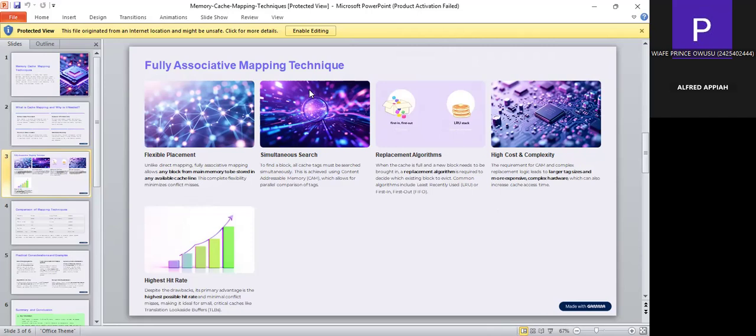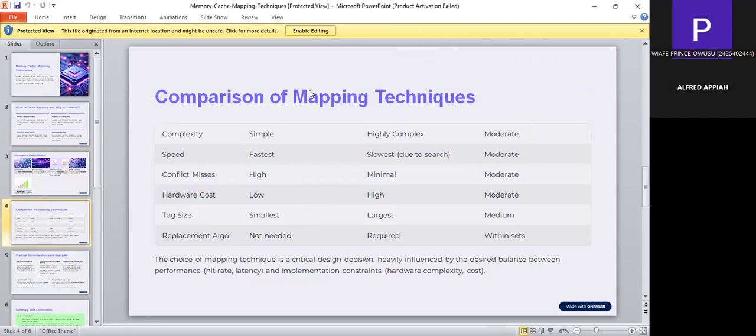We also have highest hit rates. Despite the drawbacks, its primary advantage is the highest possible hit rates and minimal conflict misses, making it ideal for small critical caches like translation lookaside buffers. Okay, so we are done with that. Let's move to the next slide.